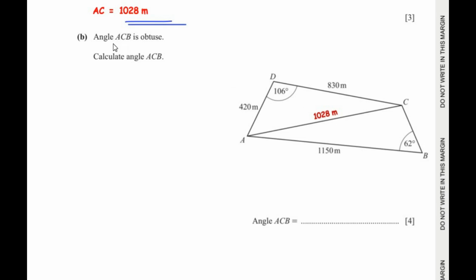Now here we need to find out the angle ACB, that is this angle. And a hint given over here is angle ACB is going to be an obtuse angle. Obtuse angles lie between 90 and 180 degree. So let us see what value we get here. So to find out the angle ACB, we are now going to consider the triangle ABC.